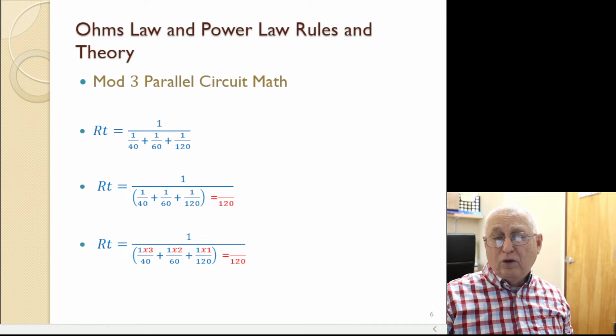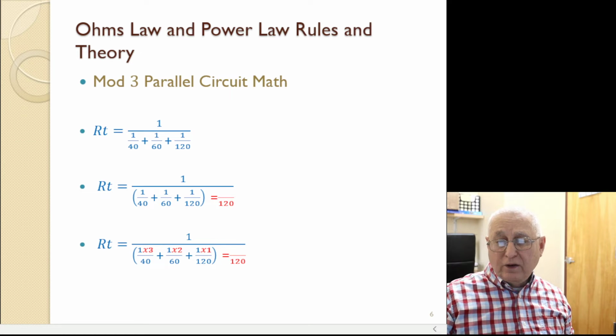I can see right away that 120 is a common denominator because 40 will divide into 120 and 60 will divide into 120. 40 divides into 120 3 times, so I'm going to multiply 1 times 3. 60 divides into 120 2 times, so I'm going to multiply 1 times 2. And 120 divides into 120 1 time, so I have 1 times 1.